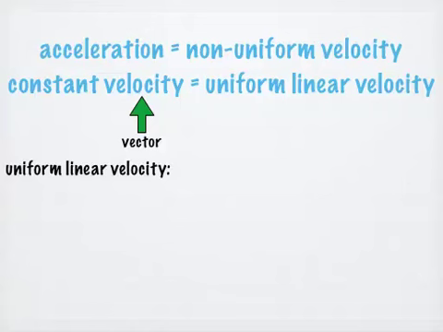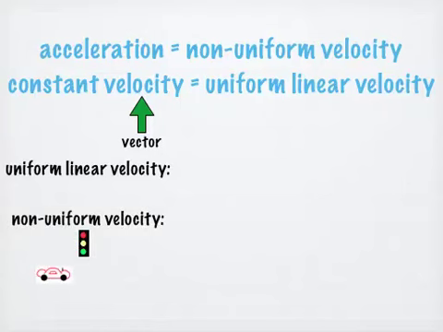In non-uniform velocity, the velocity of the object is changing. This could mean that the magnitude of the velocity is changing, as in the case of a car speeding up leaving a traffic light, or the direction of the object's motion could change, like a car turning at a constant speed. Or both the magnitude and direction could be changing in non-uniform velocity.